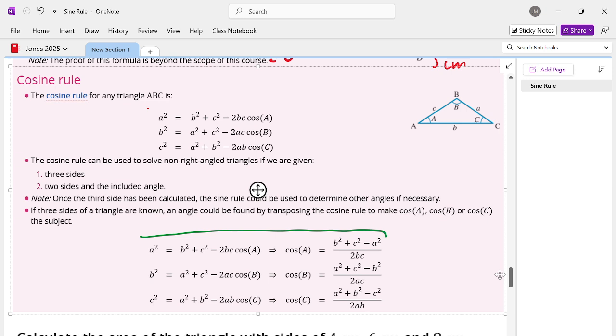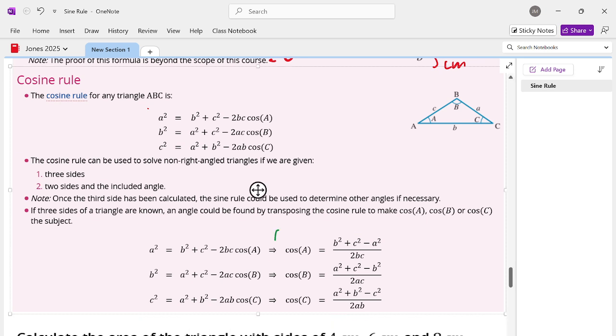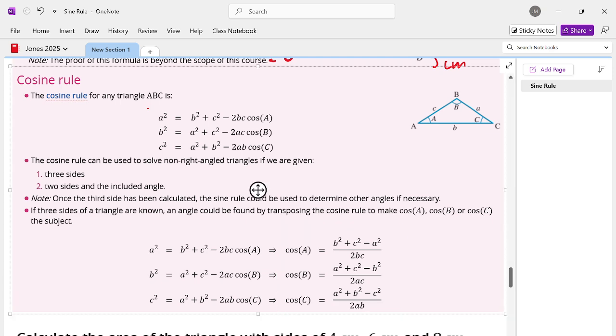So down the bottom here, we have the same thing rewritten over this side. That's the same as above, but on this side, it's been rewritten to have the angle as the focus. So if we're asked to solve for the angle, we use this, depending on which angle we're solving for. If we're asked to solve for a side length, we would use this. And then we just need to look at what information we have to work out which rule we're going to use.